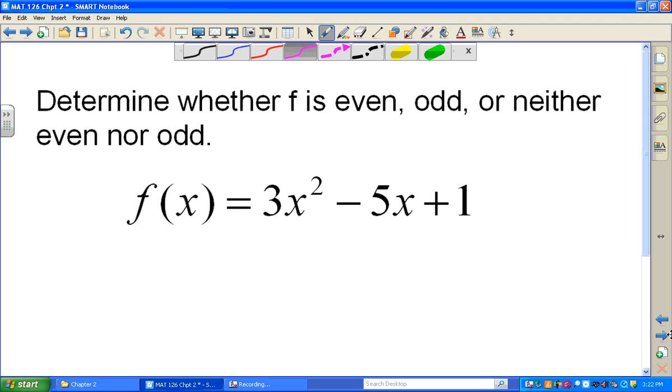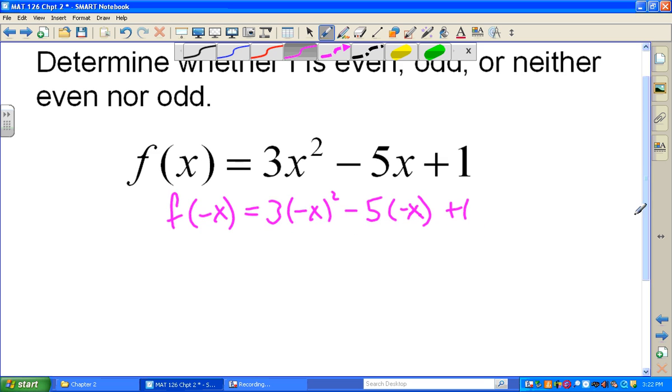So, determine whether f is even, odd, or neither. To get started, again, first thing you do, you put in negative x and see what you get. Negative x squared minus 5 times negative x plus 1. Then you work it out.